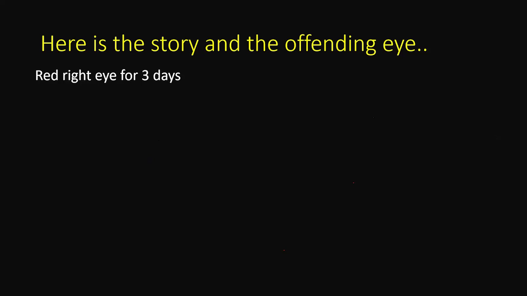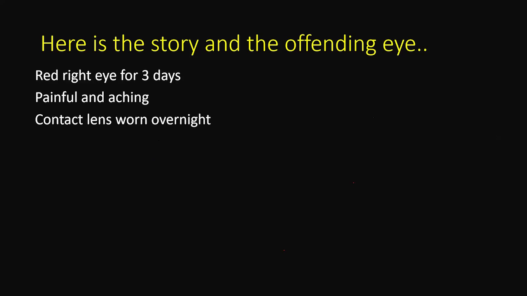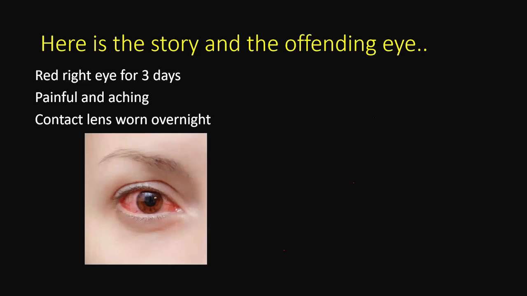So here's a red right eye for 3 days, and it's painful and it's aching, and the patient wore their contact lens overnight, and here's the picture. What do you think of that?